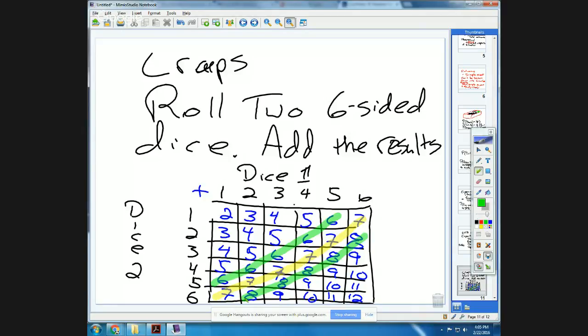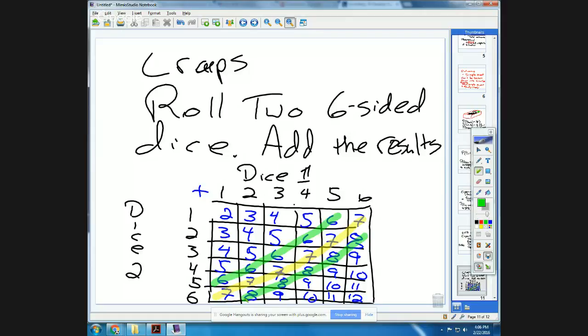7. It looks like 7 occurs the most. There's 1, 2, 3, 4, 5, 6 of them. What's going to happen least often? 2 or 12 will happen least often. Because the only way a 2 can happen is a 1 and a 1. Only one way that can happen. Only way you can get a 12 is a 6 and 6. But there's lots of ways to get a 7, depending on which dice got which number, which is kind of interesting.